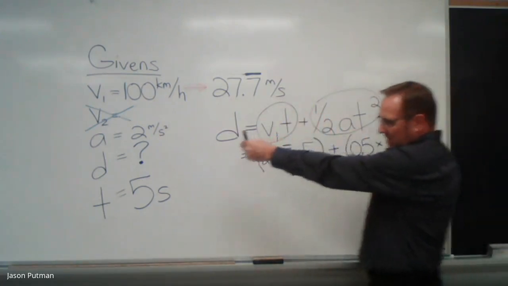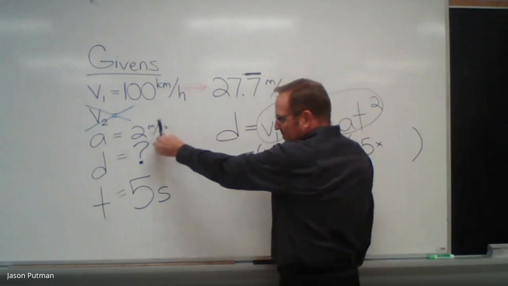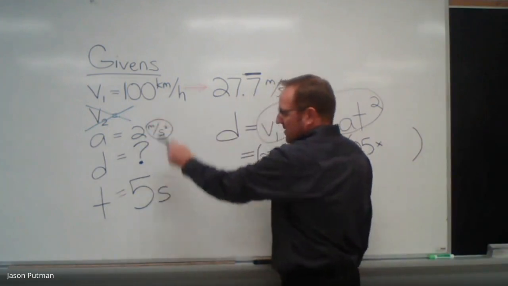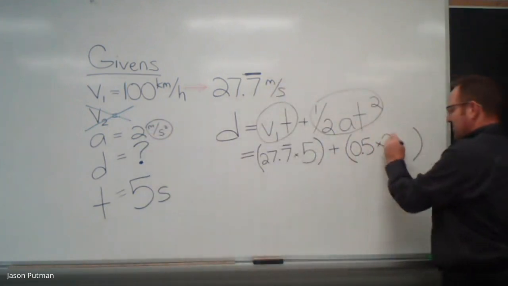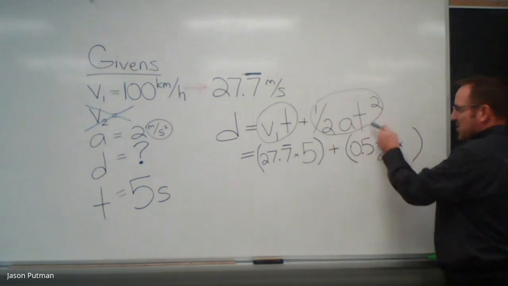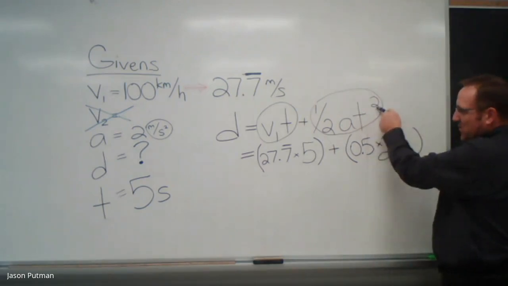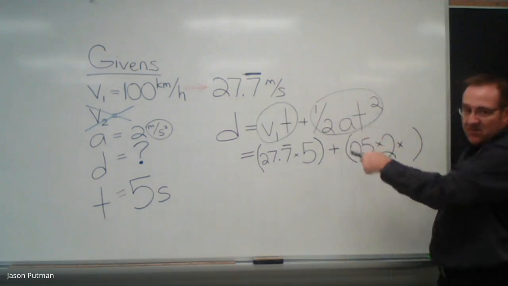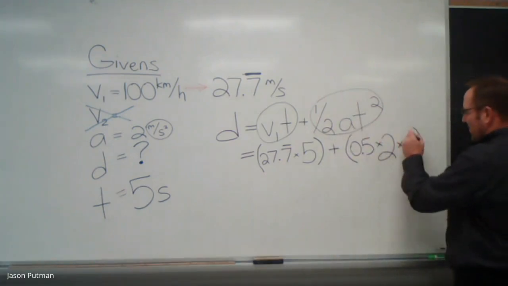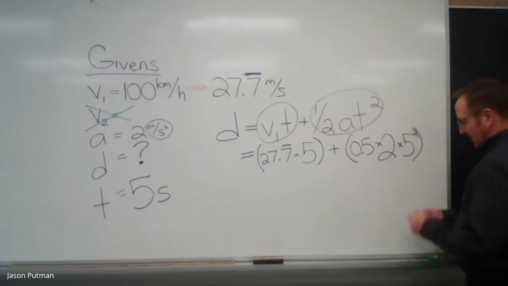And it's not 2 squared. The meters per second squared, those are the units. So it's just 2. And then you multiply by the time, and it's only the time that's squared in this formula. This exponent of 2 is not on this entire term. It's just the t. So I'm going to have to write 5 squared. That's all you have to show.